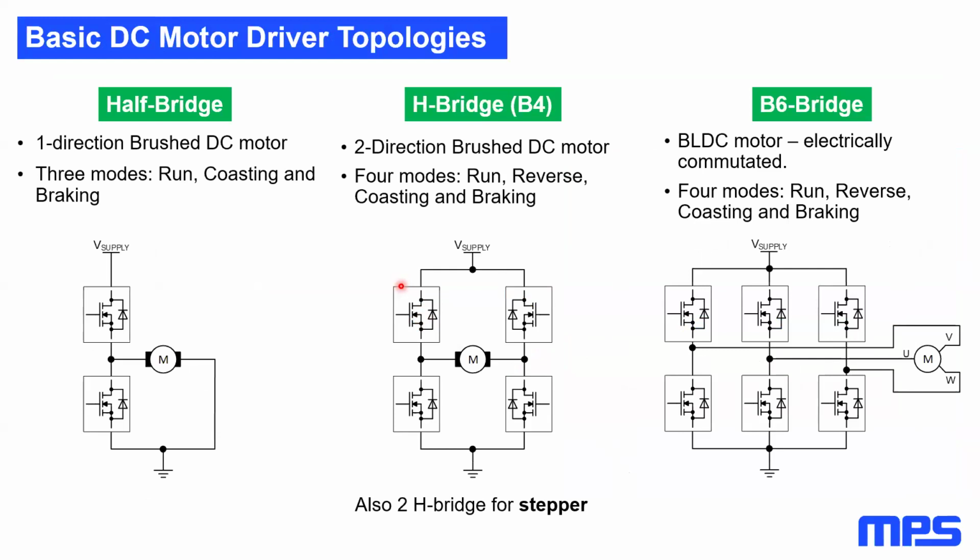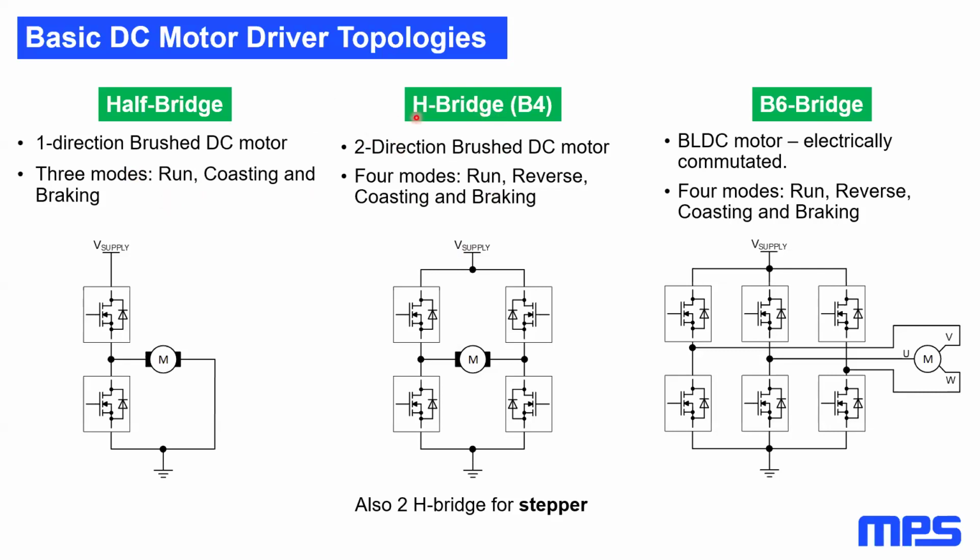Depending on the DC motor type we want to drive, there are three basic topologies available to us. A half bridge, shown here on the left, is an inverter composed by a high side and a low side switch. This inverter topology is primarily used to drive unidirectional brushed DC motors. The motor can operate in forward direction by turning on the high side switch, or coast to a stop by turning the bridge output high impedance, or actively brake by turning on the low side switch.